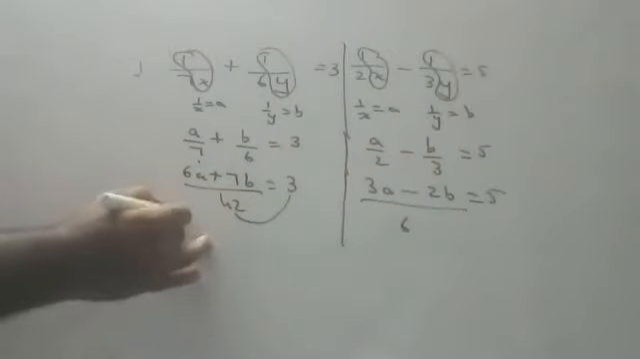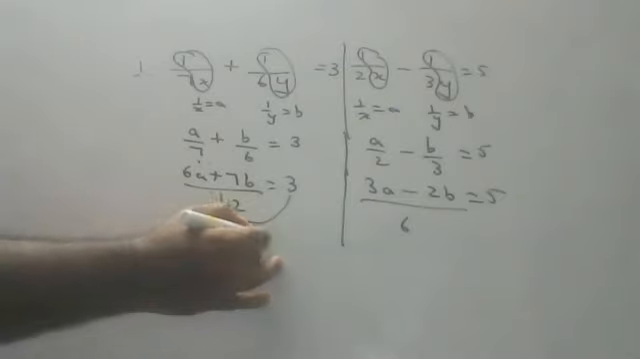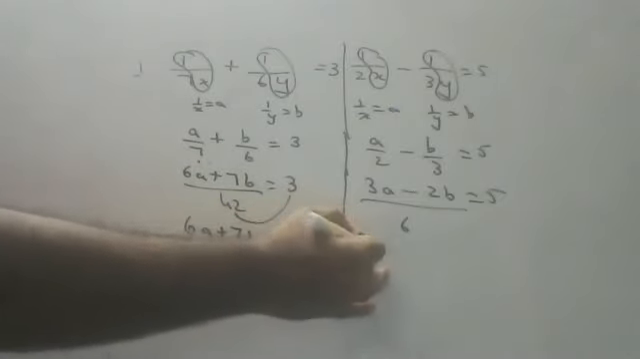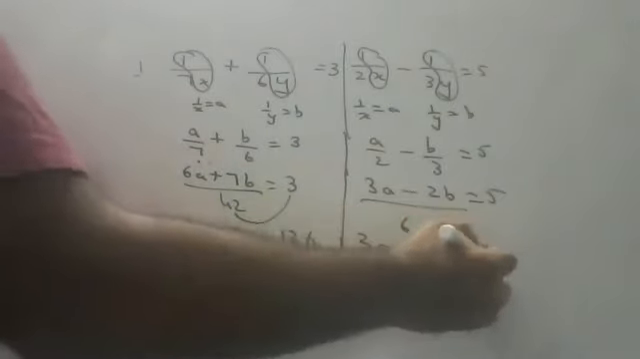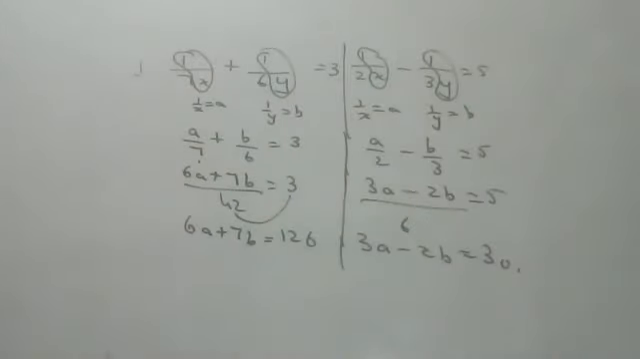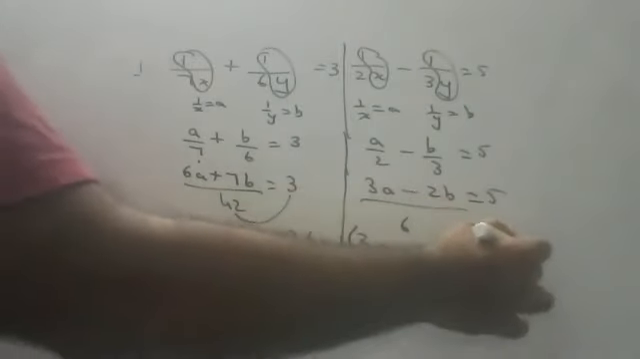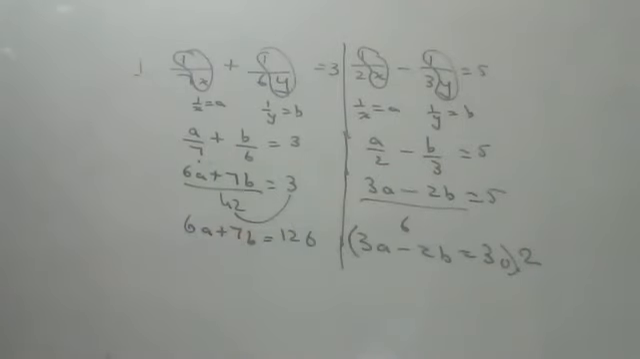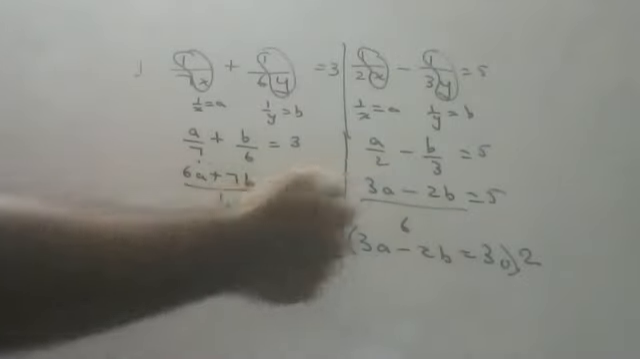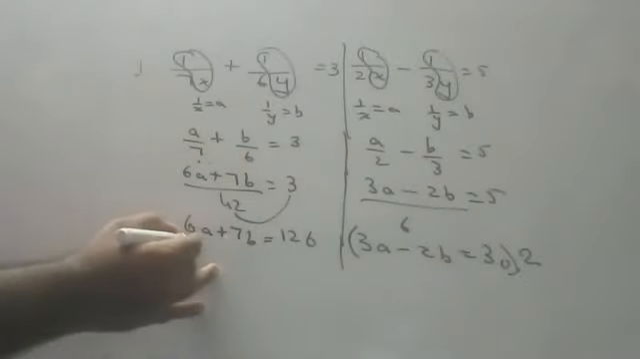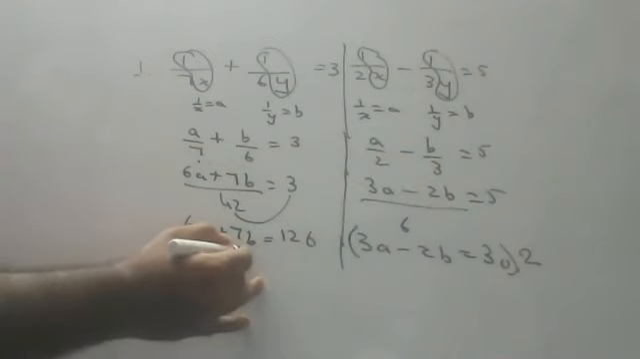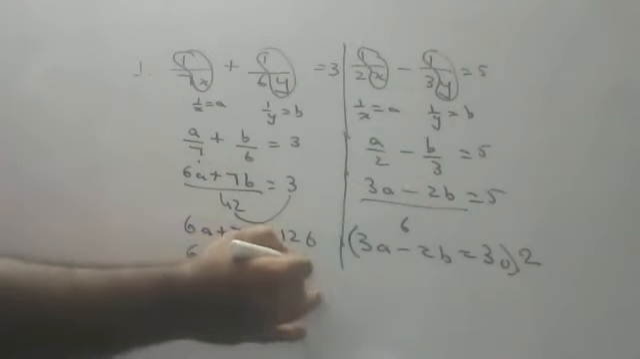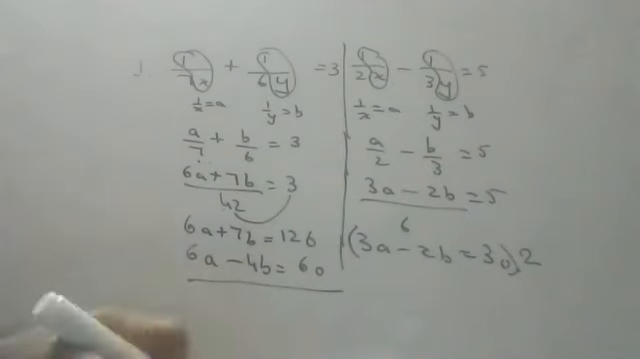Now take this here, children. 6a plus 7b is equal to 126, and 3a minus 2b is equal to 30. So what I will do is multiply the whole equation with 2 to cancel a. I'm multiplying the whole equation with 2, children. Then what I will get here is 6a minus 4b is equal to 60. If ever I'm making any mistake, please tell me, children.